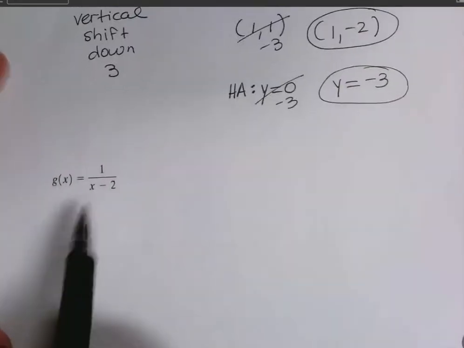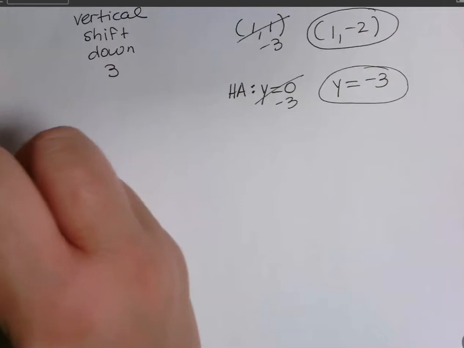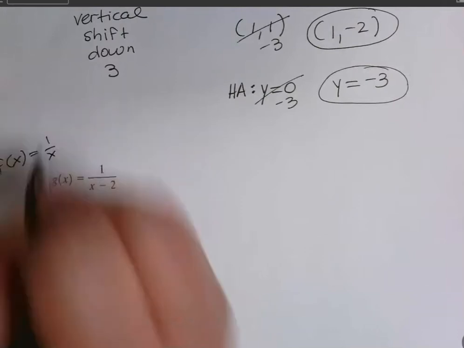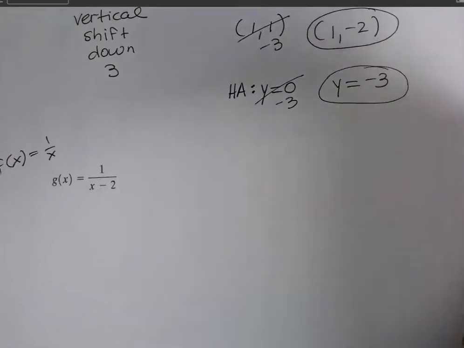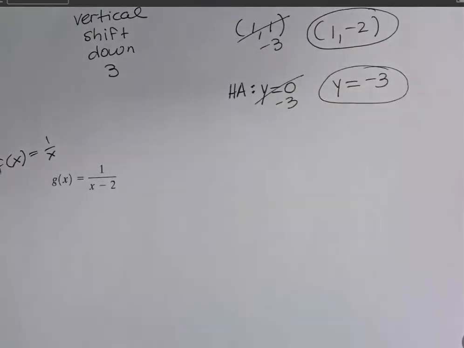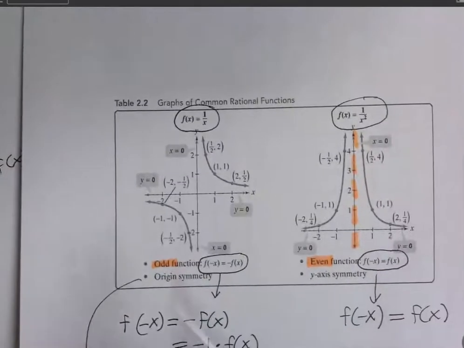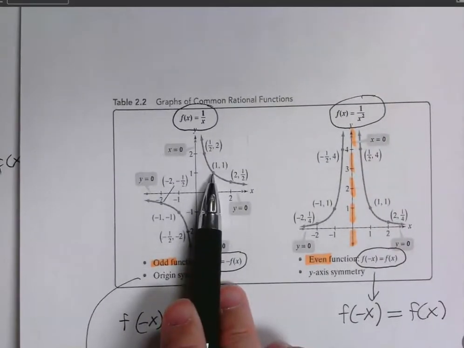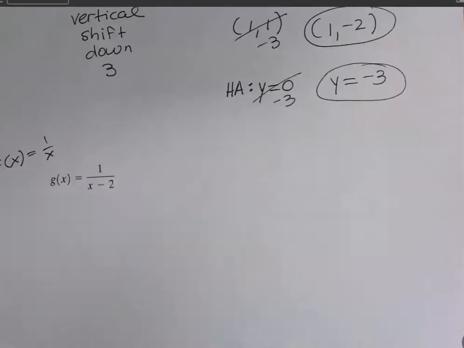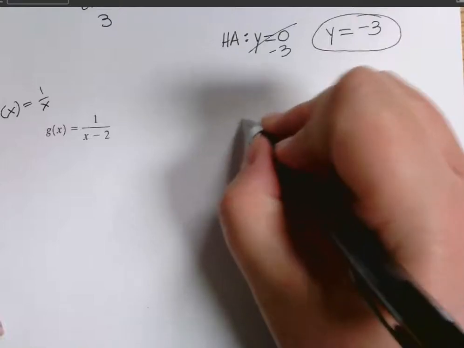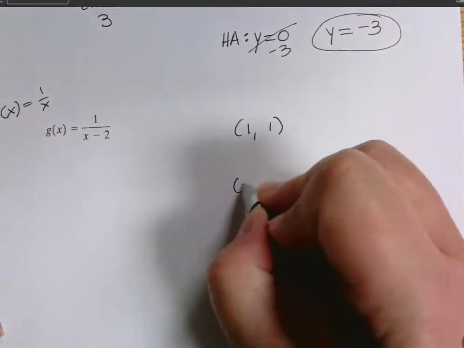Next one, my parent function here, 1/x. All right, let's see, where's that one? Nope. There we go. That's the one that looks like this. So it goes through 1, 1, and it goes through -1, -1. So let's use those points. All right, 1, 1, -1, -1.